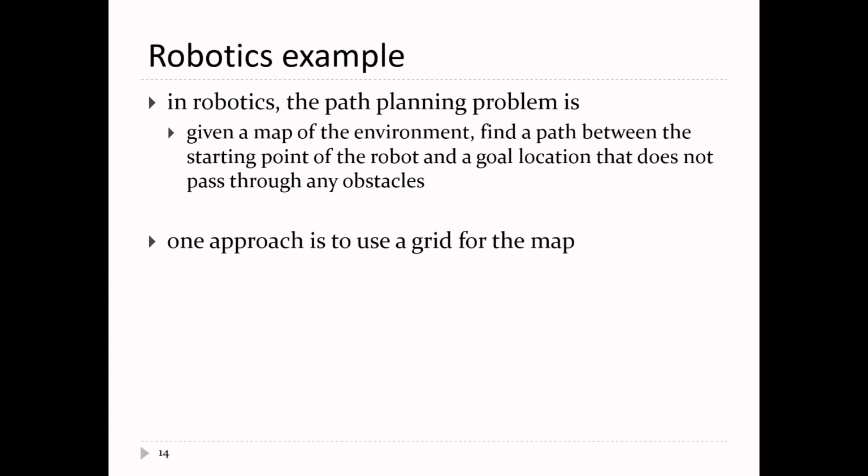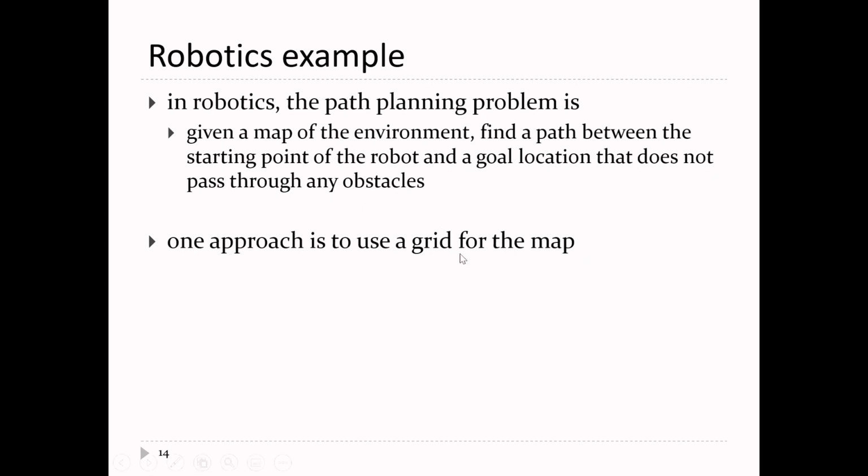Here's an example of using a queue in a robotics problem. One of the fundamental problems in robotics is what's called the path planning problem. You've got a robot somewhere in the world, and it needs to reach a destination of some kind. The robot has a map, and it needs to find a path to go from the starting location to the destination.